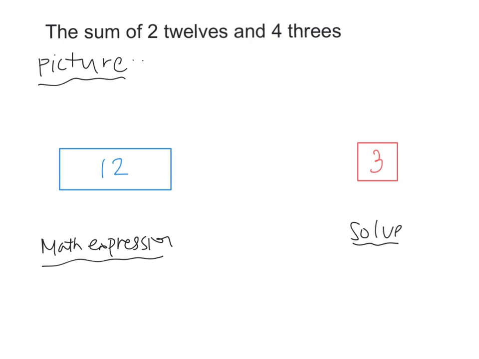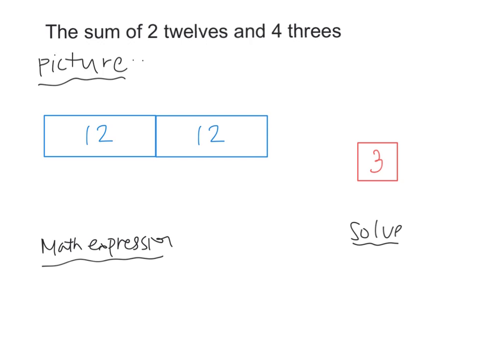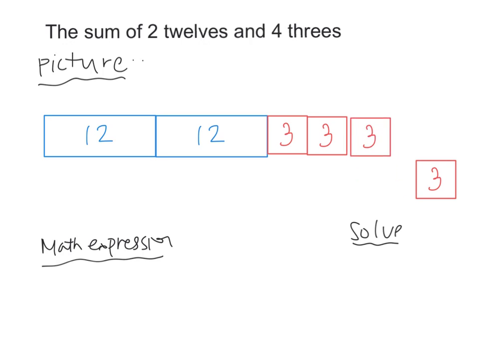Okay, this time when it's asking us to find the sum, we know that sum means addition, right? So we are going to put together, how many 12s should we have? 2 12s. So I'm going to connect 2 pieces that are 12 together. And then how many 3s do I have? 4. So how many do I need? Okay, let's see if I have 4 now. So 1, 2, 3, 4. Does this picture now represent 2 12s and 4 3s? Good. Now let's go ahead and write a math expression.